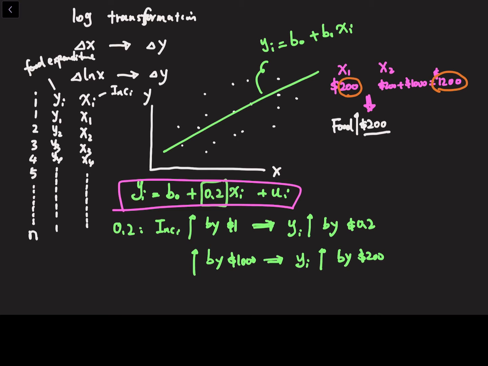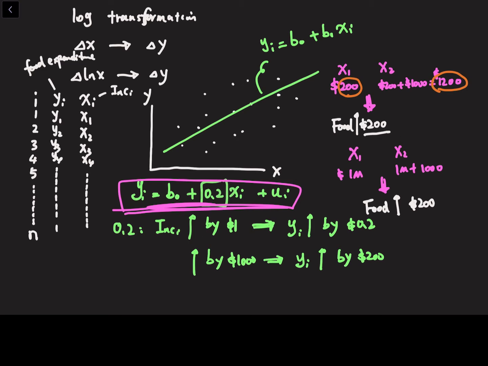Okay, this is one scenario, one person. And for the purpose of comparison, we have another person. The family income before is $1 million, and then after is $1 million plus $1,000. So this is how much change in this family's income, the same $1,000 increase. And then based on this regression, you get the same conclusion: the food expenditure for this family will also increase by $200.